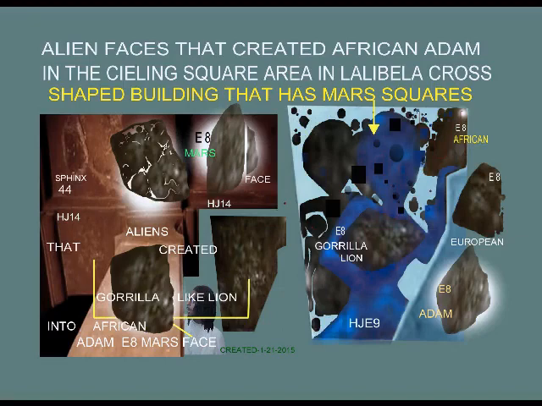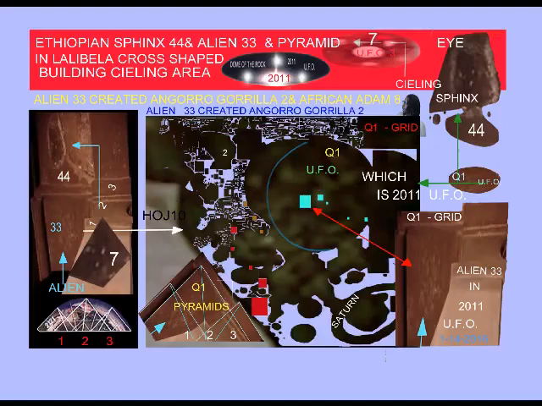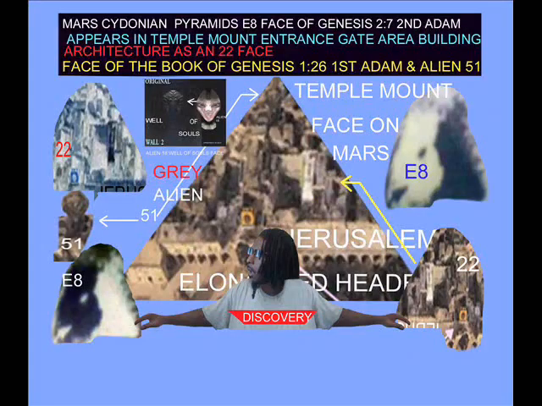Okay. When we look at the European face, now this is where we come full circle to the origin of Adam in the 400-year-old mistranslated King James Bible, being connected to the Angora gorilla, and then it was created into African Adam. So in the Bible, in the 400-year-old mistranslated King James Bible, all of the animals was created first in the Garden of Eden.